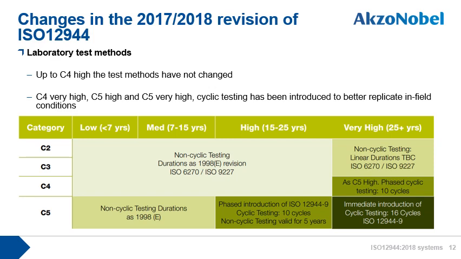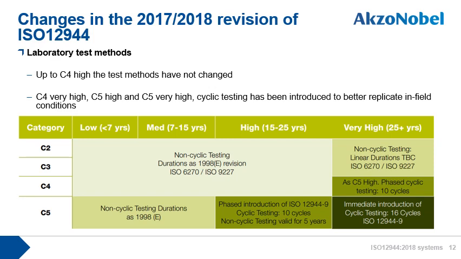The table here summarizes the changes that have been implemented to testing of paint systems. As you can see, non-cyclic testing of 480 hours of condensation and 720 hours of neutral salt spray remain for systems up to C4 high durability, as well as for C5 low and medium durability.